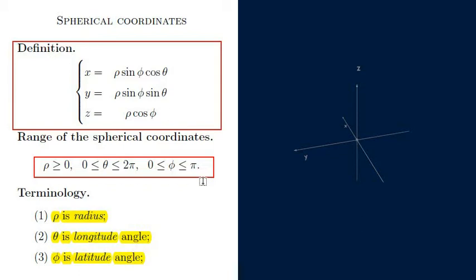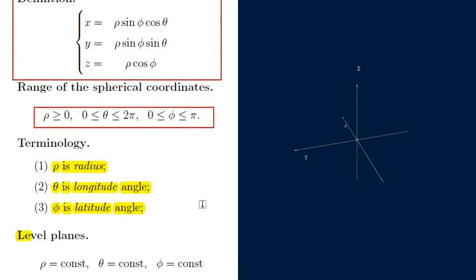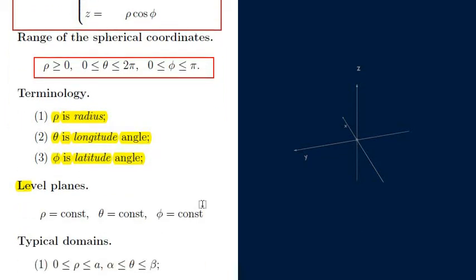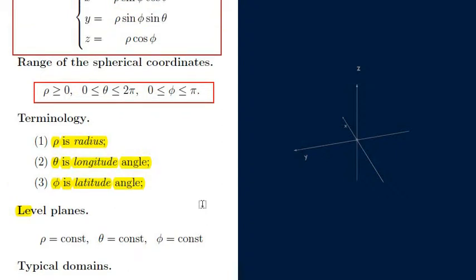I will show you visualization for several standard 3D constructions associated with the spherical coordinates. First, I ask you to look at the level planes. Three level planes associated with these spherical coordinates. First level plane is rho equal constant.